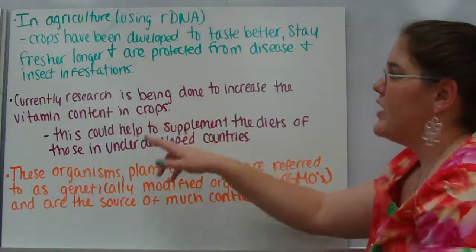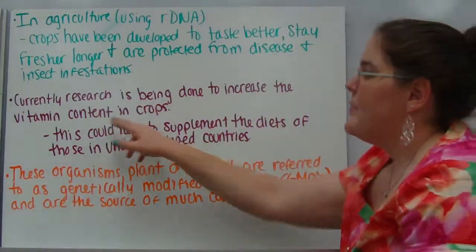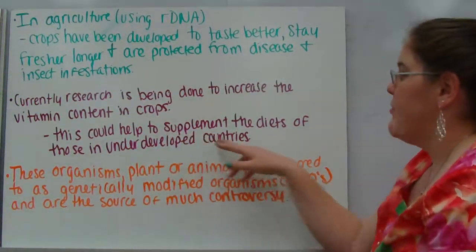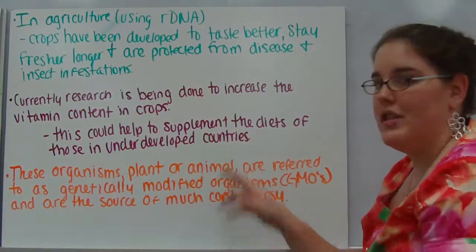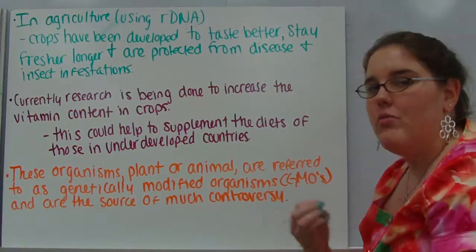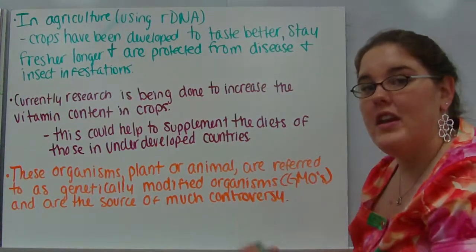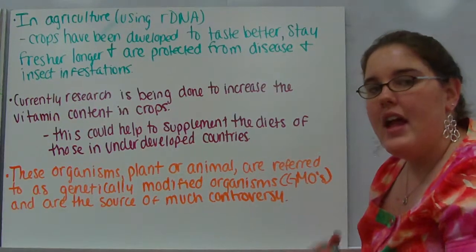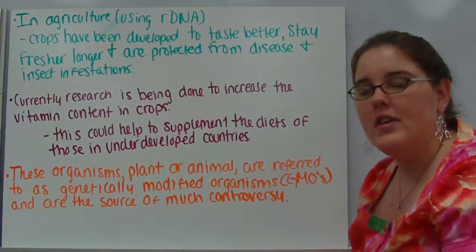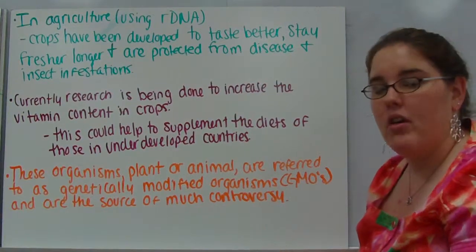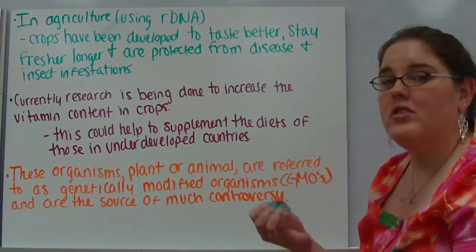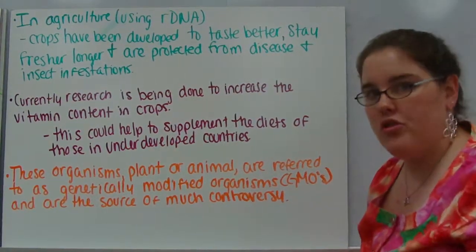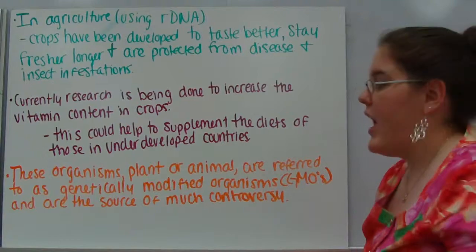Currently, we have a lot of research being done to increase the vitamin content in crops. This has a particularly special application in that it can help to supplement the diets of those in underdeveloped countries. A lot of people in underdeveloped countries don't get the type of nutrition that they need. This is a pretty well-known fact. But what we're working on now is increasing the vitamin content in things like corn, things that are cheap to produce, so that we could possibly donate that corn to underdeveloped areas to supplement their diets and nutrition so that they get the nutritional values that they need.